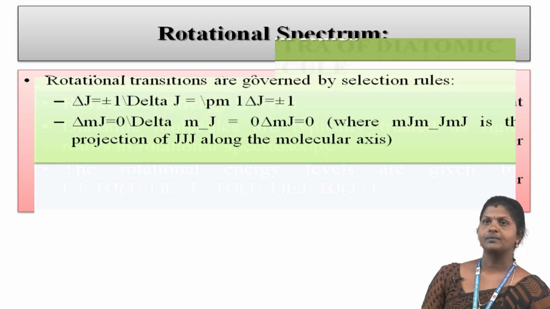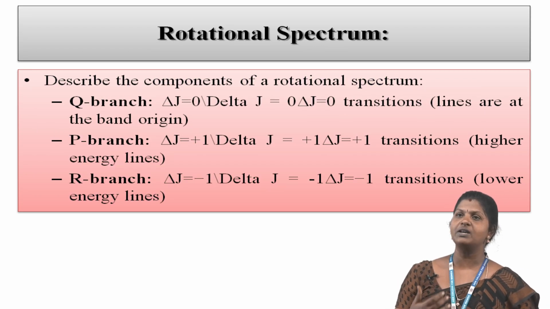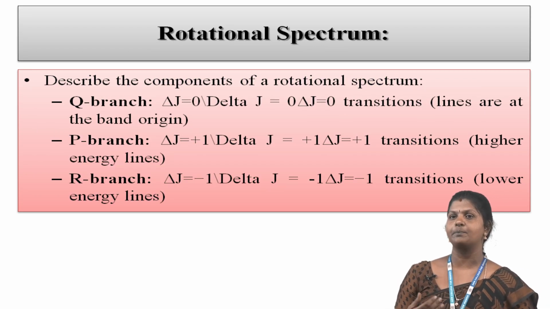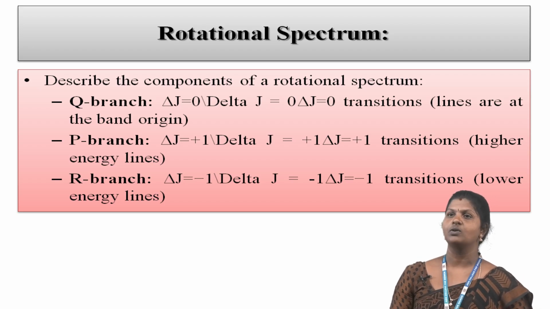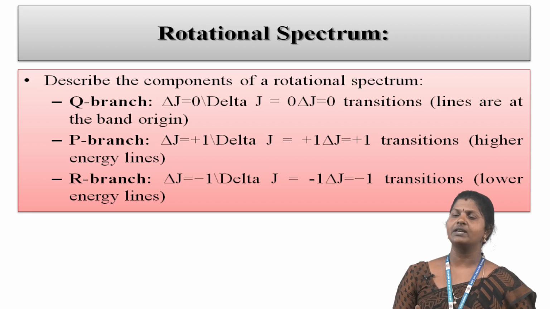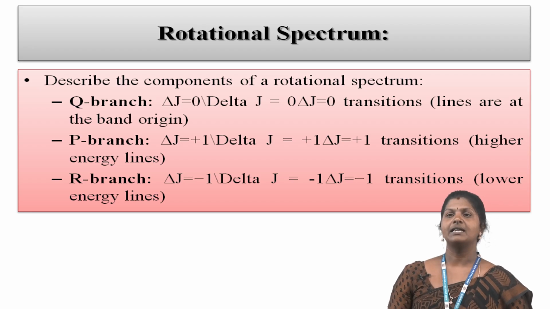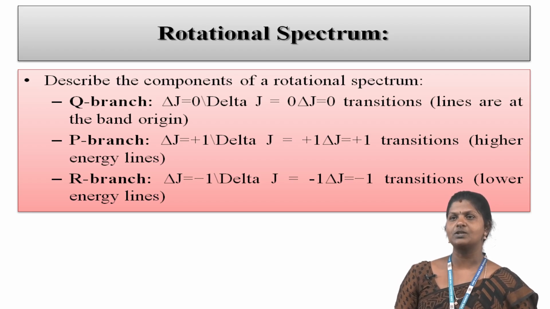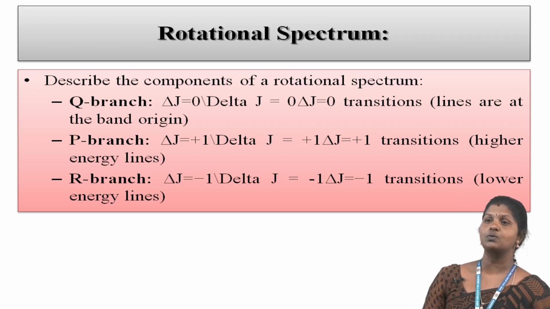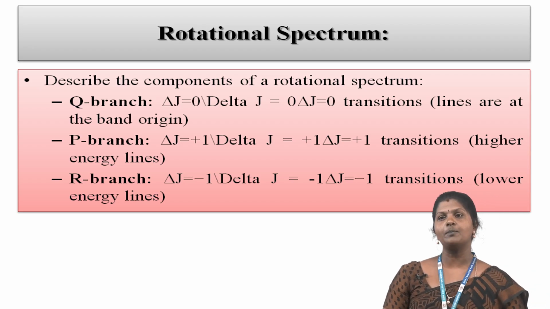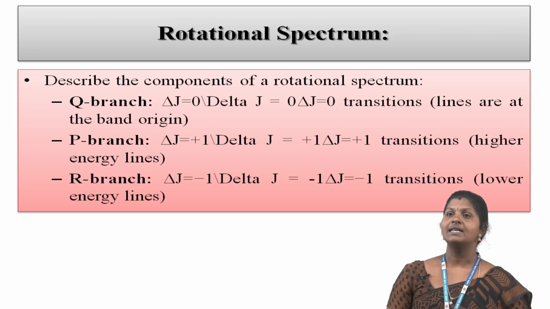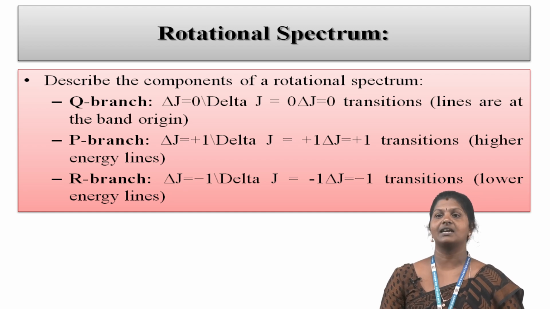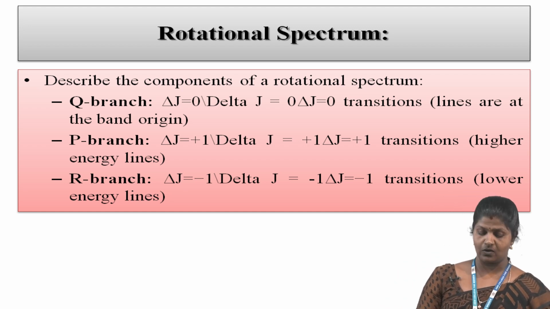The rotational spectrum has components called the Q branch, P branch, and R branch. The Q branch corresponds to ΔJ equal to 0, meaning the transition lines are at the band origin. The P branch corresponds to ΔJ equal to plus 1, a higher energy transition. The R branch corresponds to ΔJ equal to minus 1, a lower energy line. Then, how the position and intensity of these branches relate to the molecular rotational constant.